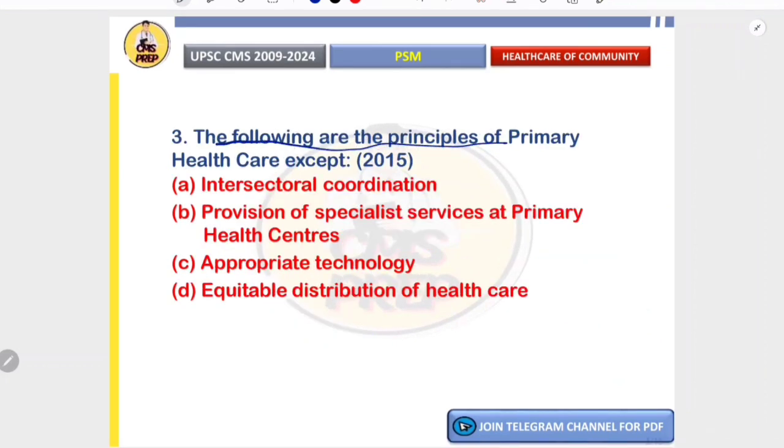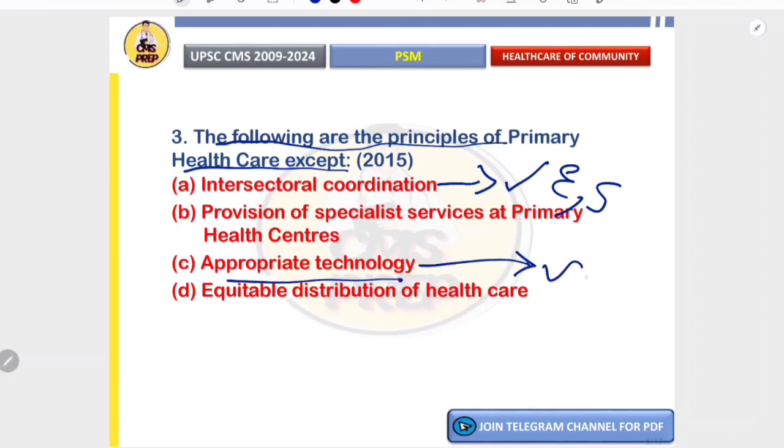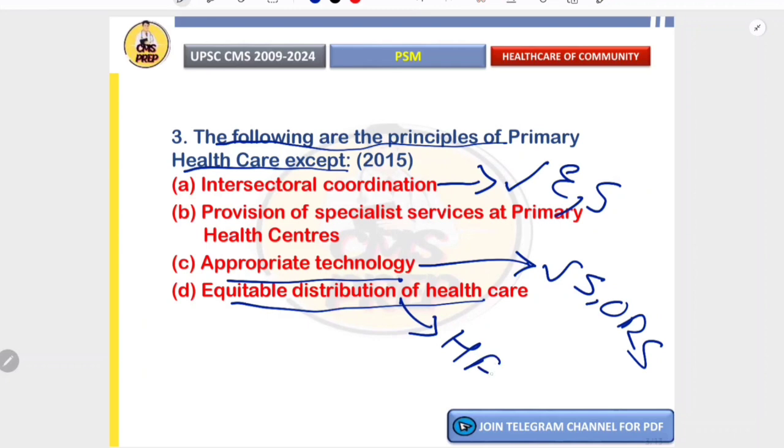The following are principles of primary health care except? Intersectoral coordination. Yes, it is correct. Coordination with other sectors is required like education, sanitation, etc. Appropriate technology. Yes, it is also correct. Using low cost suitable technology like standpipes, ORS, etc. Equitable distribution of healthcare. Healthcare for all, not just for rich. So the correct option or the odd one out is B.